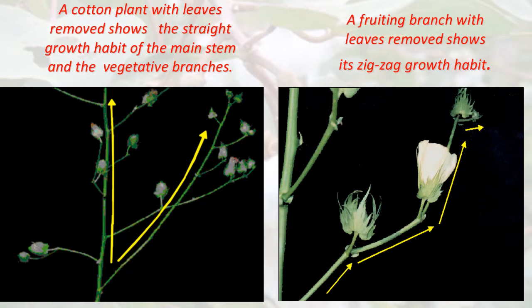Here, a cotton plant with leaves removed shows the straight growth habit of the main stem and vegetative branches. This is after removing the leaves. In the second picture, a fruiting branch with leaves removed shows its zigzag growth habit. That means where fruits are found, a zigzag habit is found, and where leaves are found, a straight habit of stems is found in cotton.